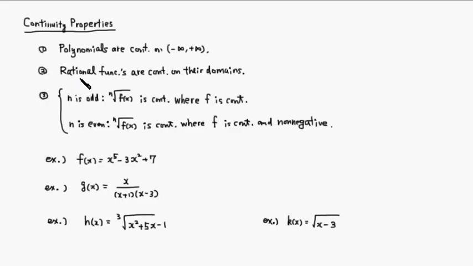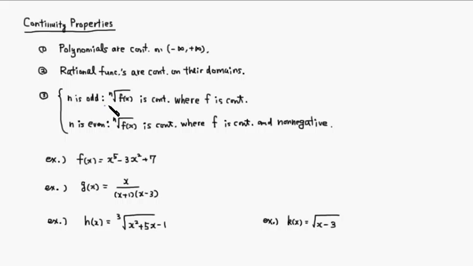Number two, if you have a rational function, rational functions are always continuous on their own domains, right? So finding whether rational functions are continuous is really the same thing as finding their domains. All right, third one is a little bit tricky.